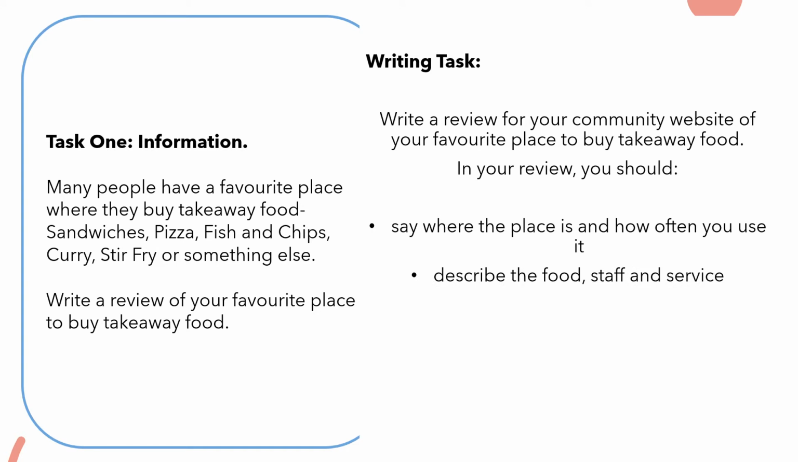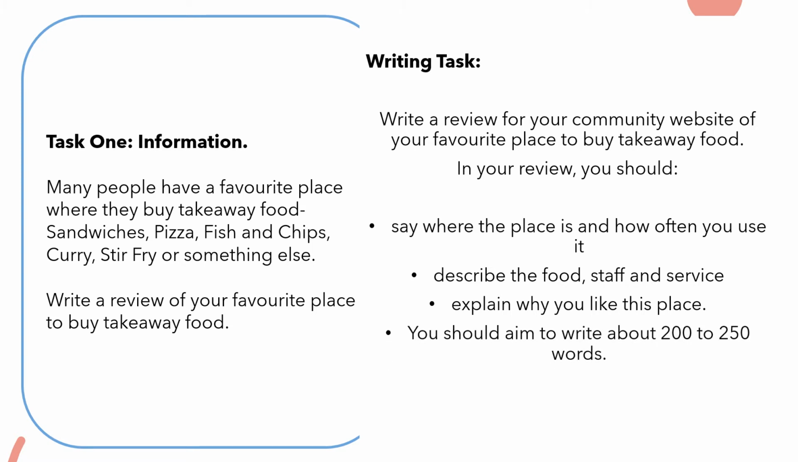Describe the food, the staff and the service. Explain why you like the place. And you should aim to write about 200 to 250 words, and that is fairly common for most of the writing assessments that you get in the functional skills qualification.